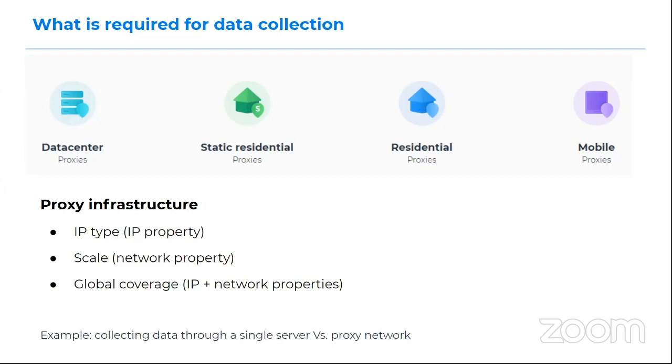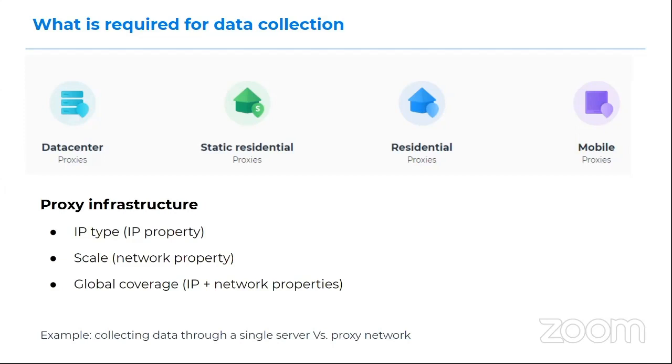And what's important to understand about the IP type of the infrastructure you're going through is that the IP type is an IP property. It means that's just a property of the IP. It's a given. That's not something that you can emulate in a different way. You can't take a data center IP and add some header and make it appear as a residential IP. It's either a data center or residential or mobile. It is what it is.